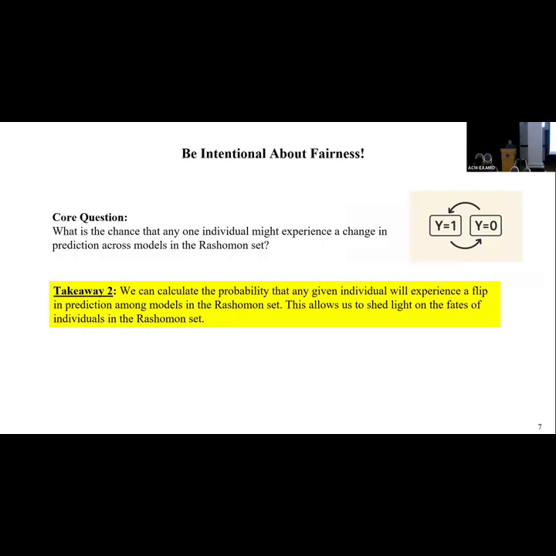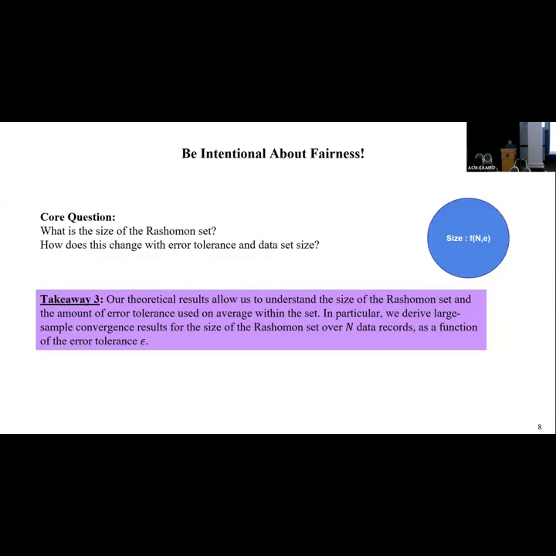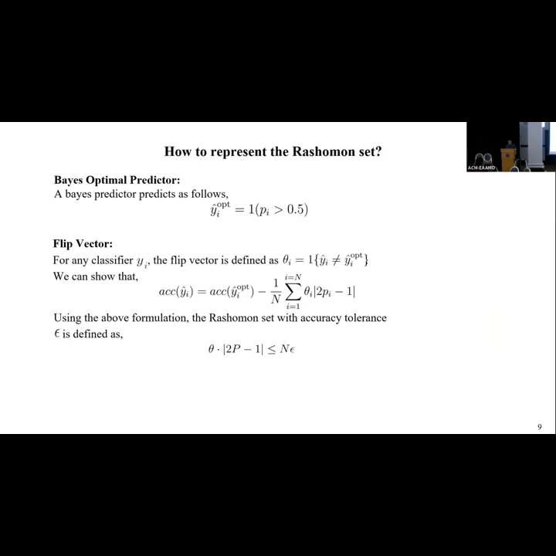Another core takeaway from our work is that we can calculate the individual flip probabilities. In other words, how likely an individual will experience a change in prediction outcome among models in the Rashomon set. This will highlight how different individuals in protected and non-protected groups differ in the arbitrariness in the prediction that they experience across the Rashomon set. We also derive the Rashomon set as a function of the error tolerance in the large sample limit case and the amount of error tolerance used on average.